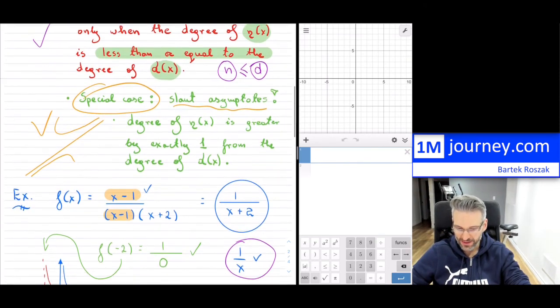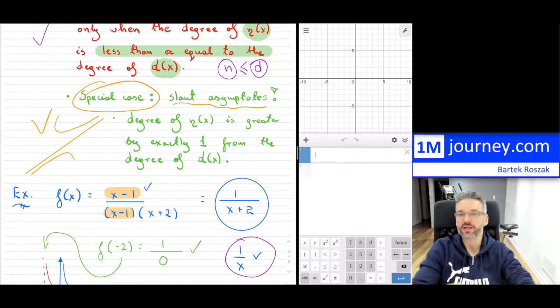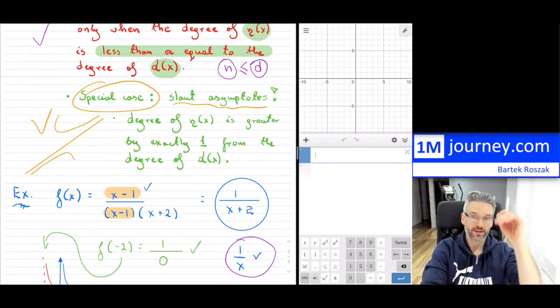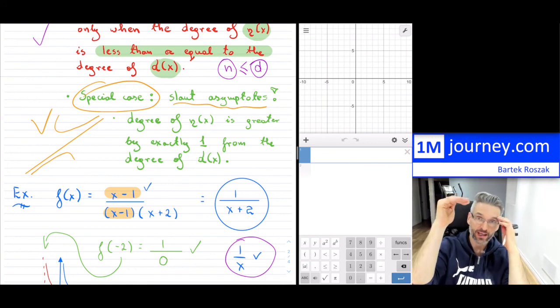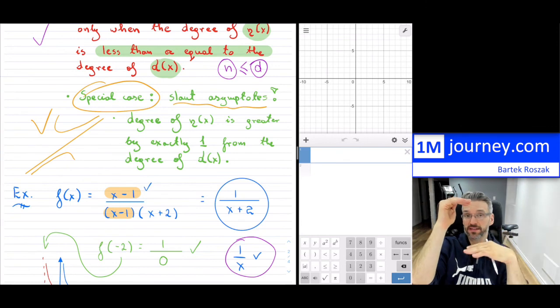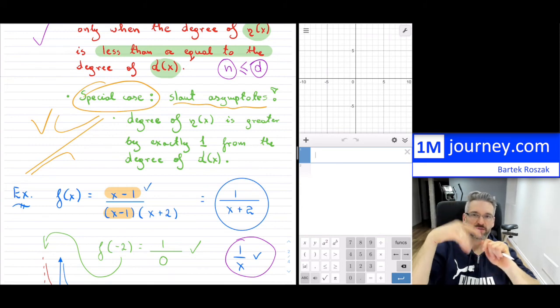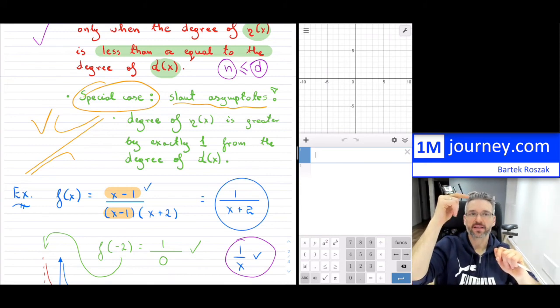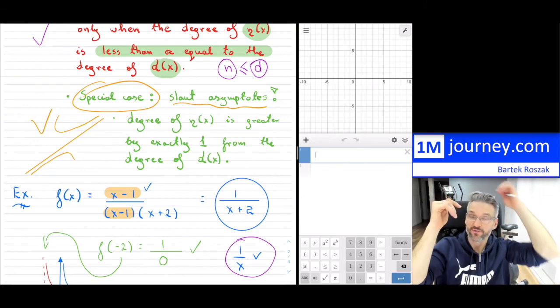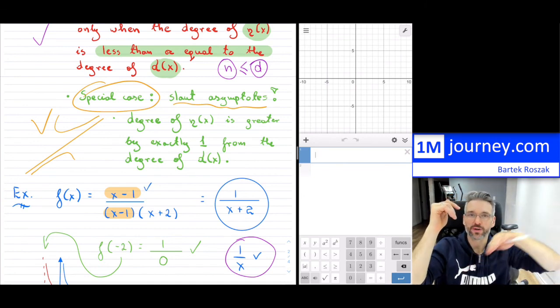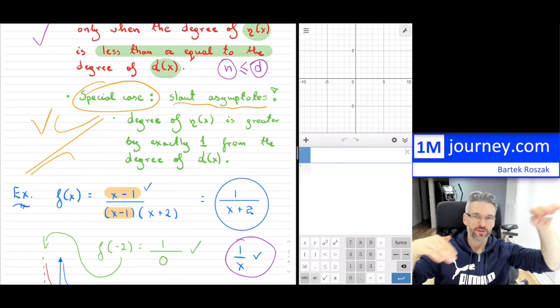So when does that happen? That happens when the degree of the numerator is greater by exactly 1 than the degree of the denominator. So if the degree of the numerator is, let's say, 3, then the denominator would have to be of degree 2. In that case, you're going to get a nice slant asymptote, which should make sense to you. Because if it's 1 degree higher, then as x tends towards a very big number, you're basically tending toward a line with some slope from both directions.